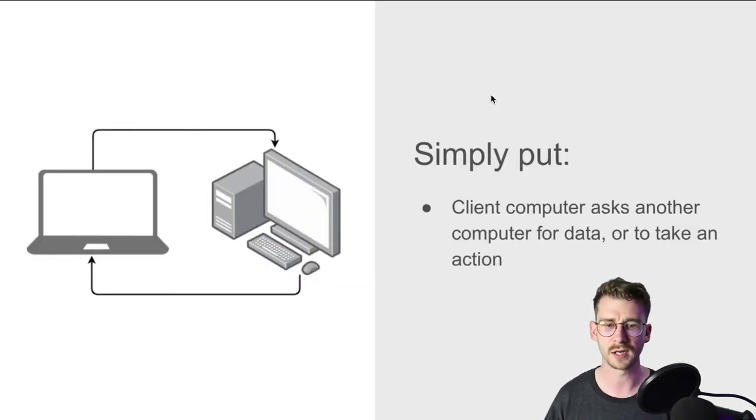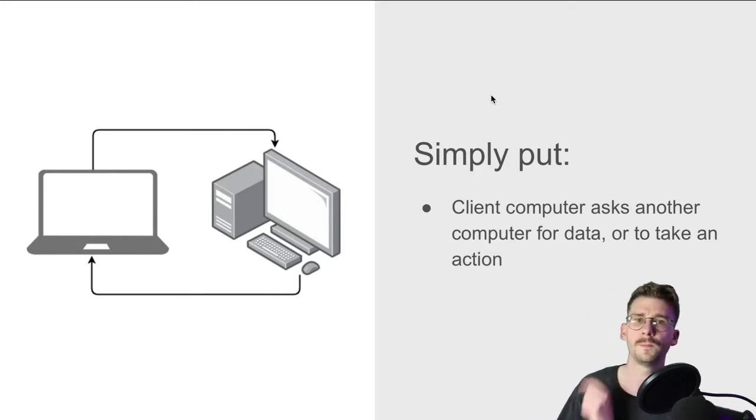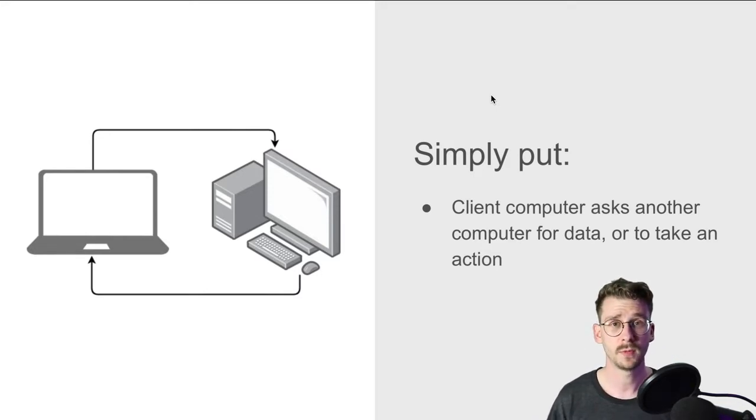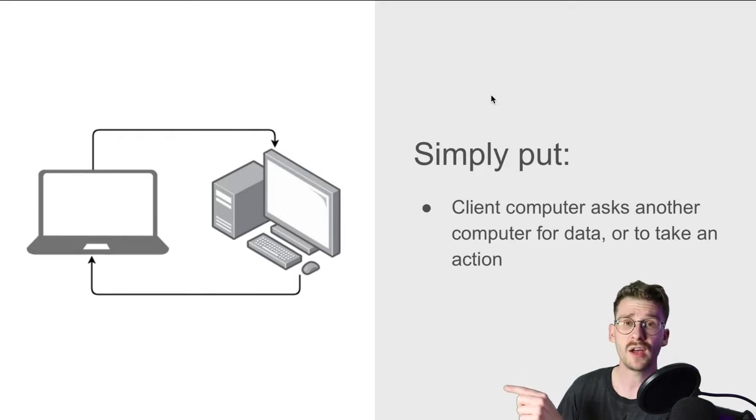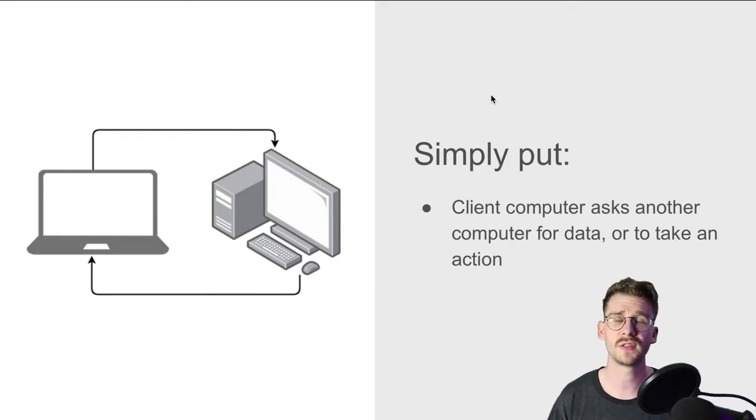But simply put, it is a client computer, so I should explain this one. A client computer is any computer that is making a request to the server. So if you're sitting at your restaurant table and your waiter is way over there, you are the client, and your waiter and the chef would be, well, actually just the chef really. The chef would be your server or the computer that you're asking data from.